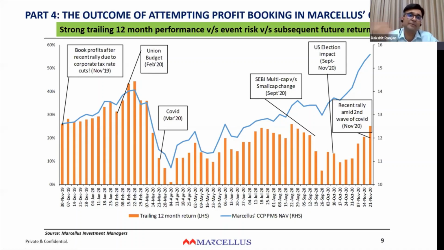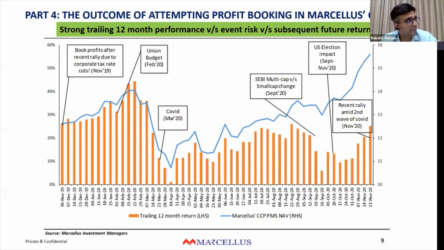Now the third variable, in addition to the NAV line and the trailing 12-month performance, third variable is the event which keeps happening on the timestamp, right? And there are lots of events. I'm sure people who've been invested in the market, they know. I mean, now we are in November. I think 1 month from now, everybody will be talking about what's going to happen in budget, right? Because budget will be 1 month away. 1 month back, people were talking about US election.